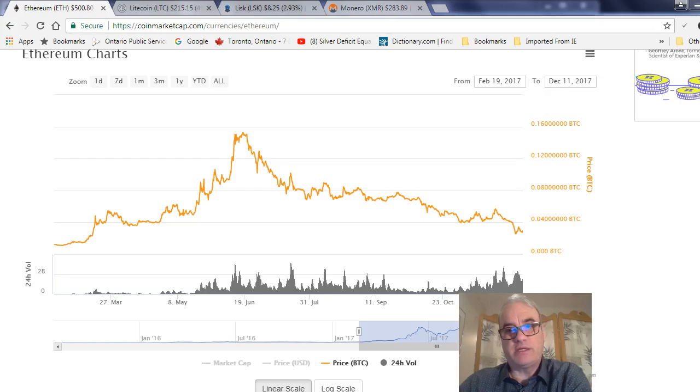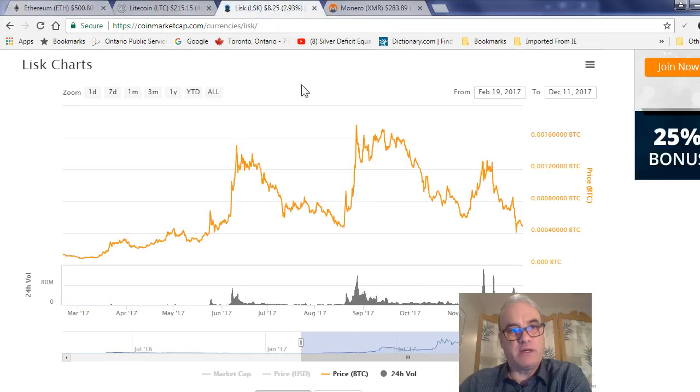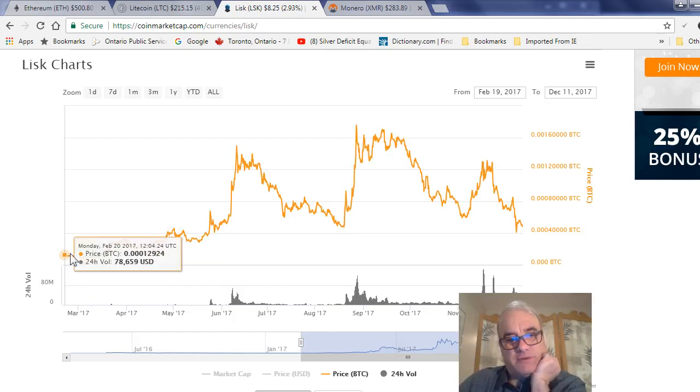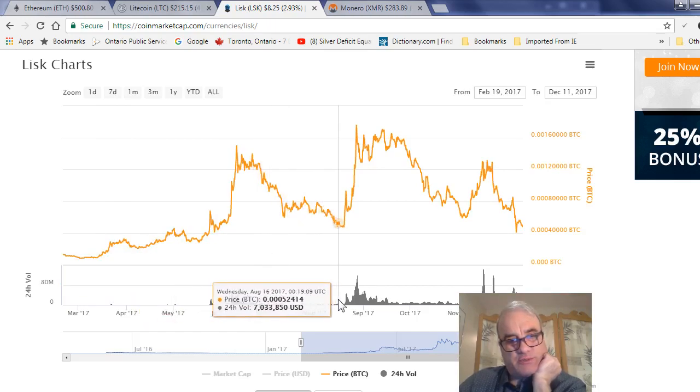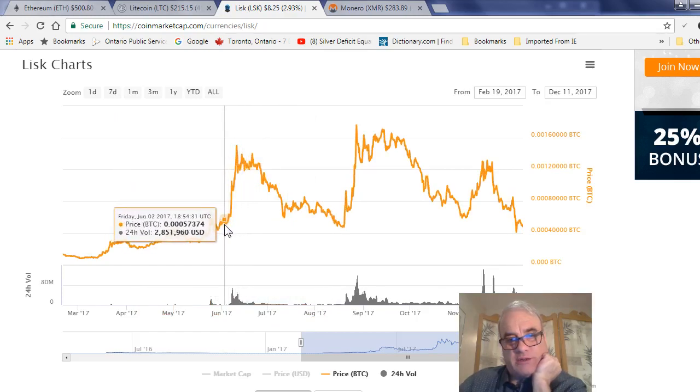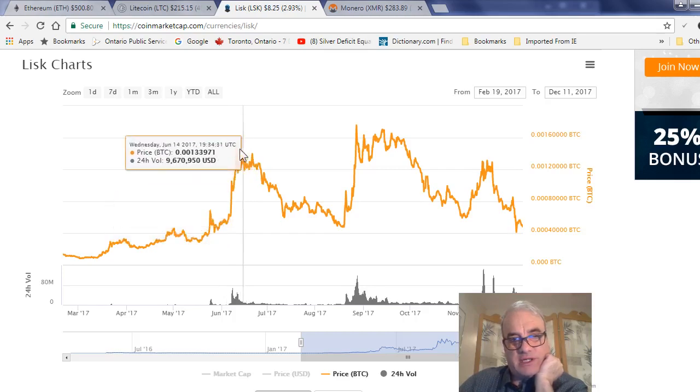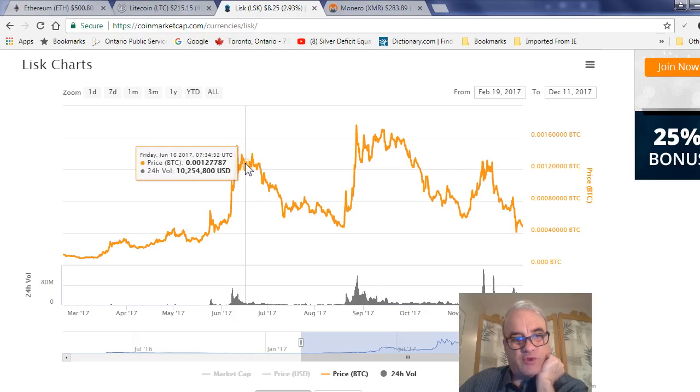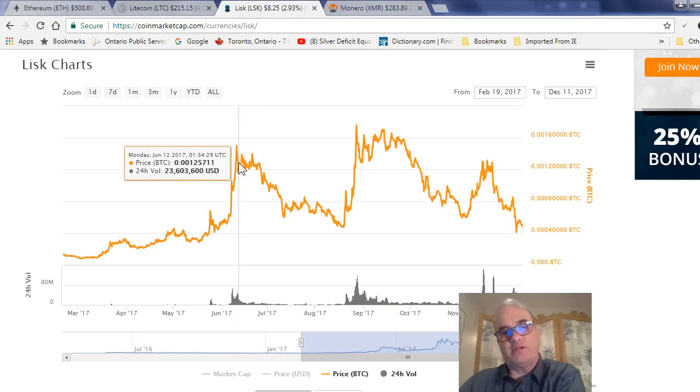So I've got Lisk here. Lisk is really kind of interesting, and the reason why is the time span from July to August is pretty long, but the rise is pretty significant. Here we have around 0.05, and here we're up to 0.1. I don't know, in this area here, 0.12. So that's more than double.